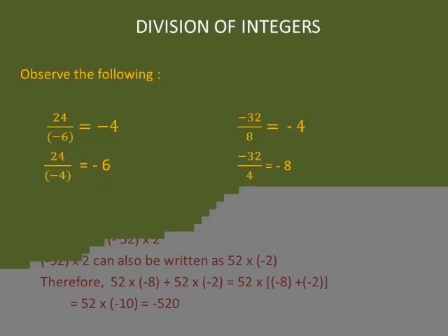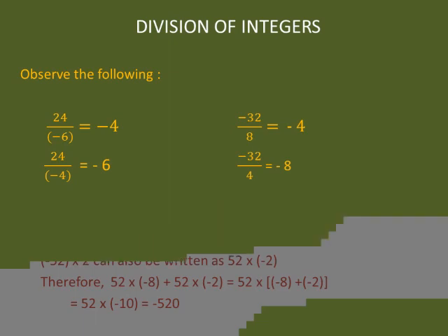Division of integers. Now observe the following examples. 24 divided by minus 6 gives minus 4. Here 24 is the numerator and minus 6 is the denominator. The numerator is positive and the denominator is negative, and the quotient we get is negative.